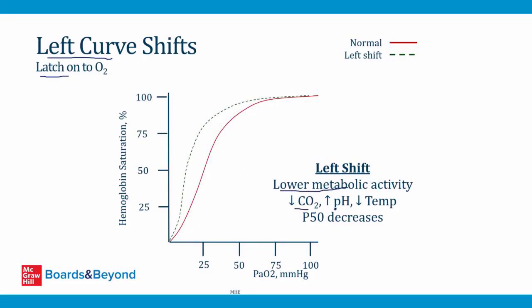If you have lower CO2 or higher pH or lower temperature, all these things will cause the hemoglobin dissociation curve to shift in this direction, like what I've shown on the slide here. And the P50 decreases with a leftward shift, the opposite of what happens with a rightward shift.